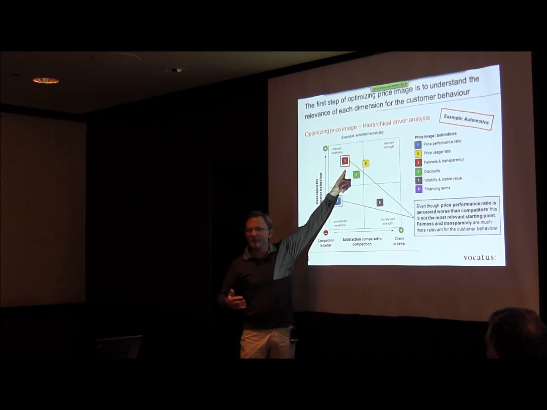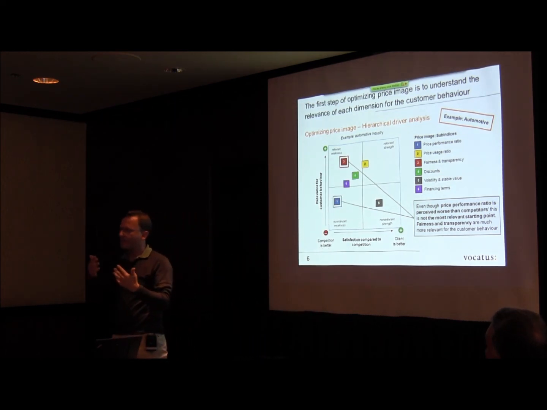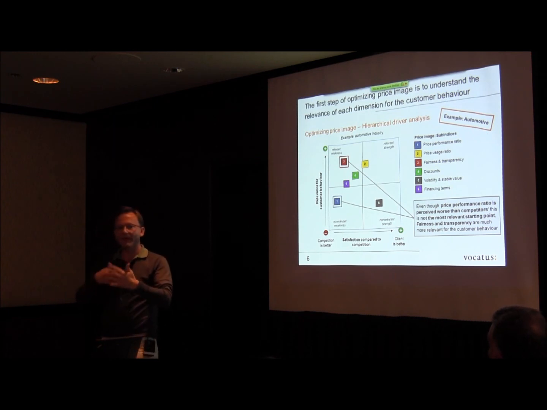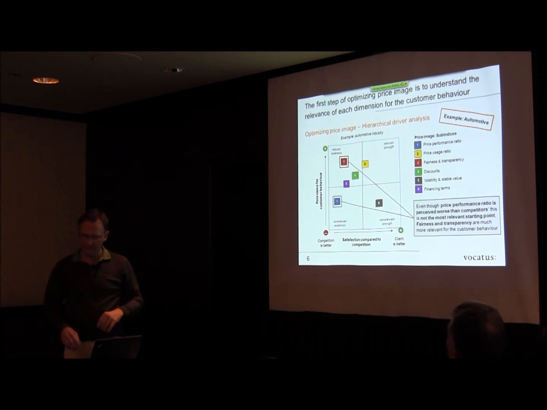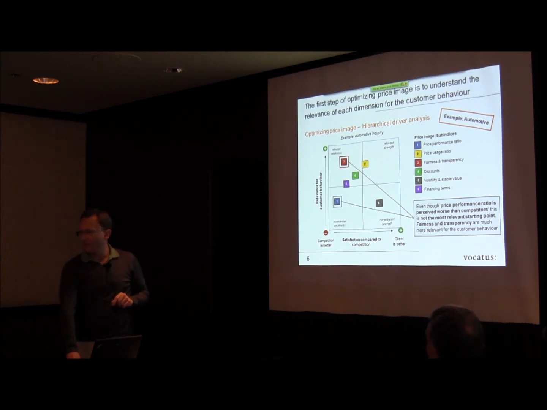If you think about cars, you have the basic price, and you have a lot of extras you can buy, whose pricing is quite complex. Then you have packages, and you have lines and whatsoever. So it turned out here that fairness and transparency seem to be much more relevant for people's purchase behavior in the realm of the price image.